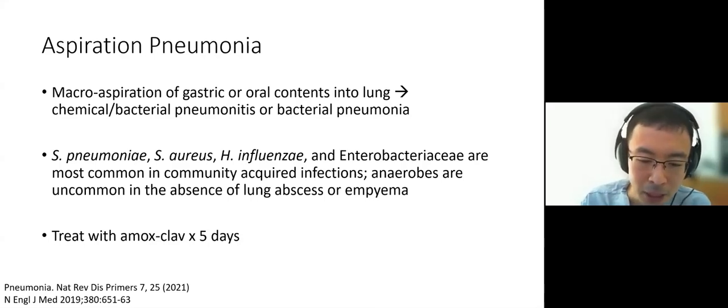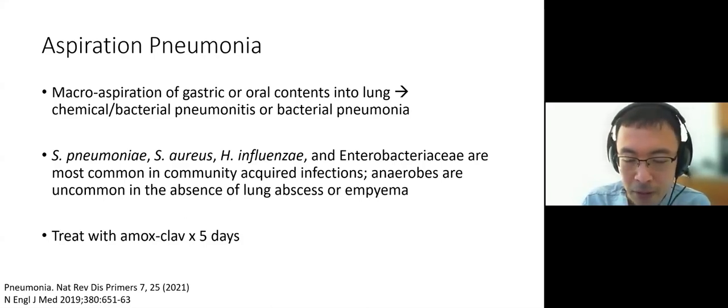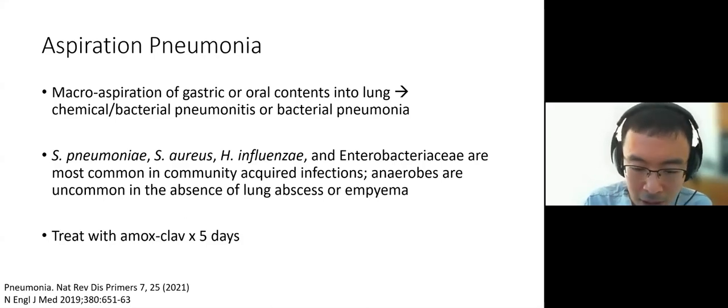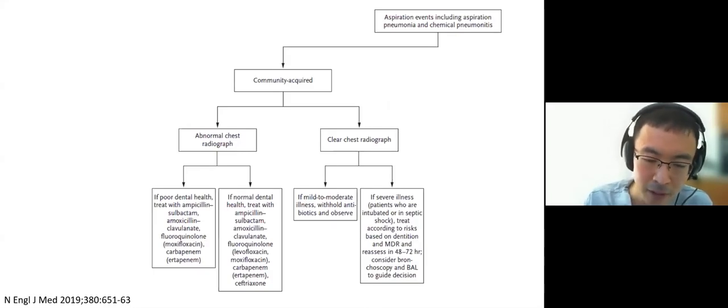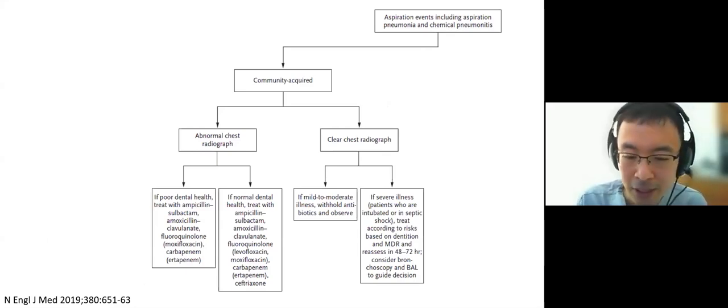So if you develop aspiration pneumonia in the community, these are the organisms you should worry about: Strep pneumo, Staph aureus, Haemophilus influenzae, and Enterobacteriaceae. So a common regimen that's recommended is Moxiclav for 5 days. So this is a nice algorithm from a review article on aspiration pneumonia. This algorithm assumes you're able to get a chest x-ray immediately, so it may or may not be practical depending on where you're seeing the patient.